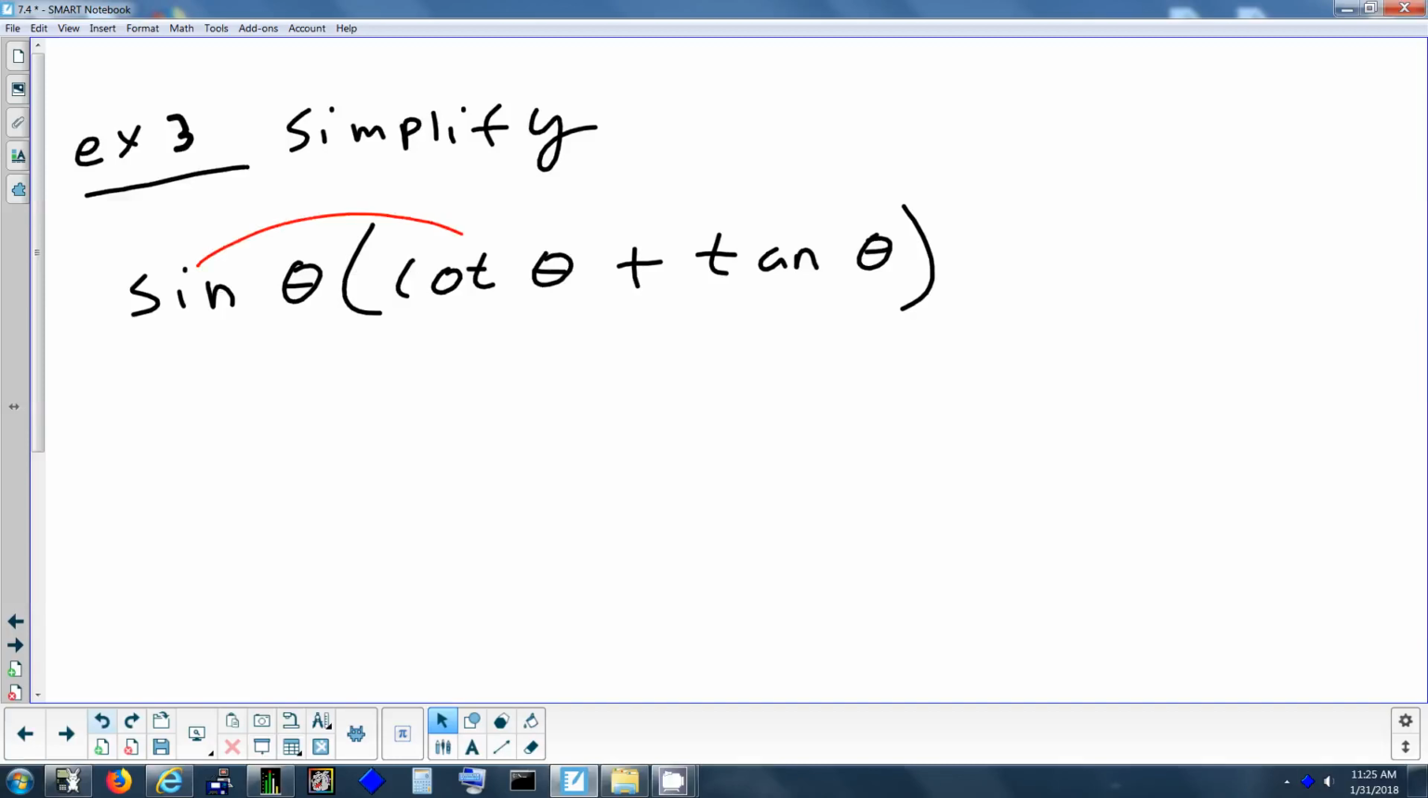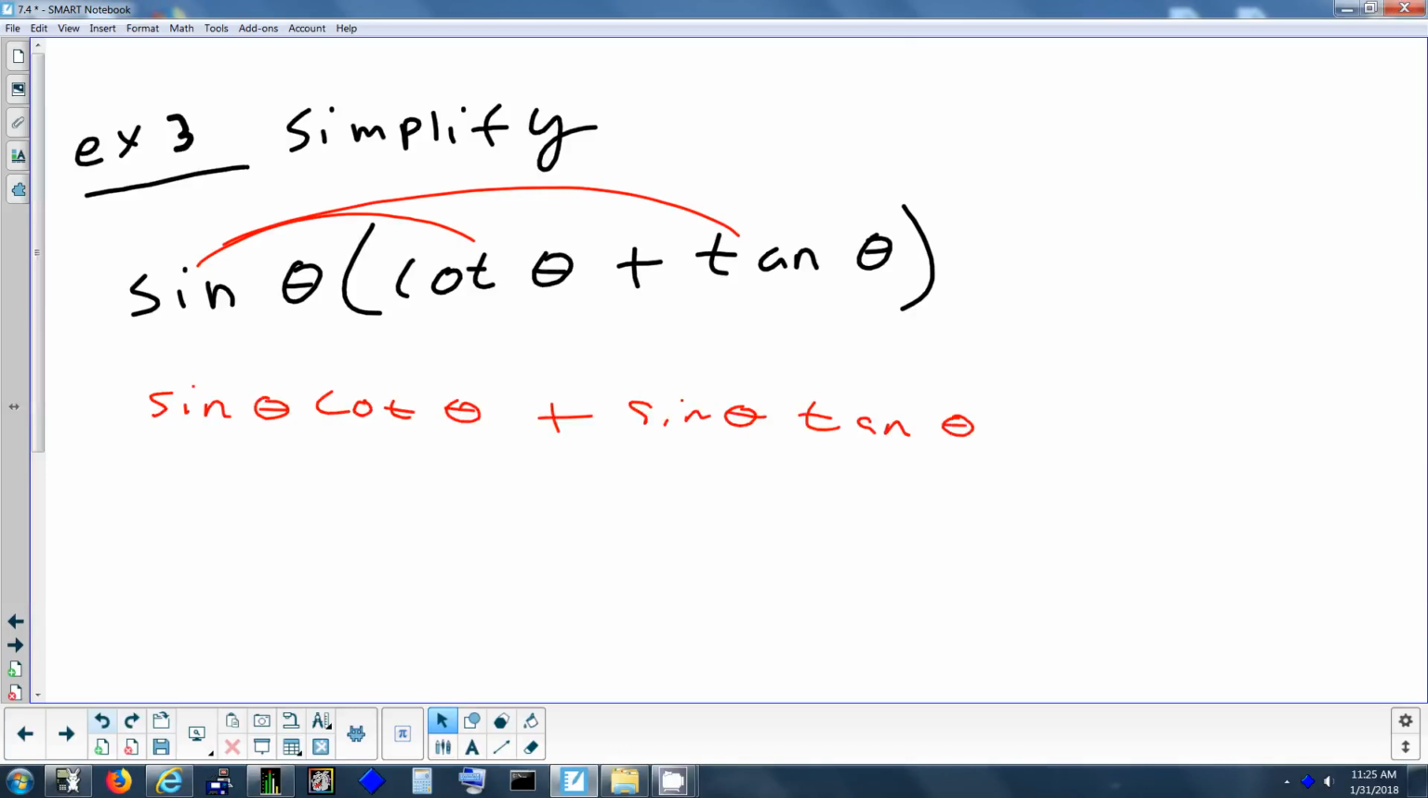I'm going to do the distributive first. So we've got sine times cotangent plus sine times tangent. So there's our distributive. Questions on that?